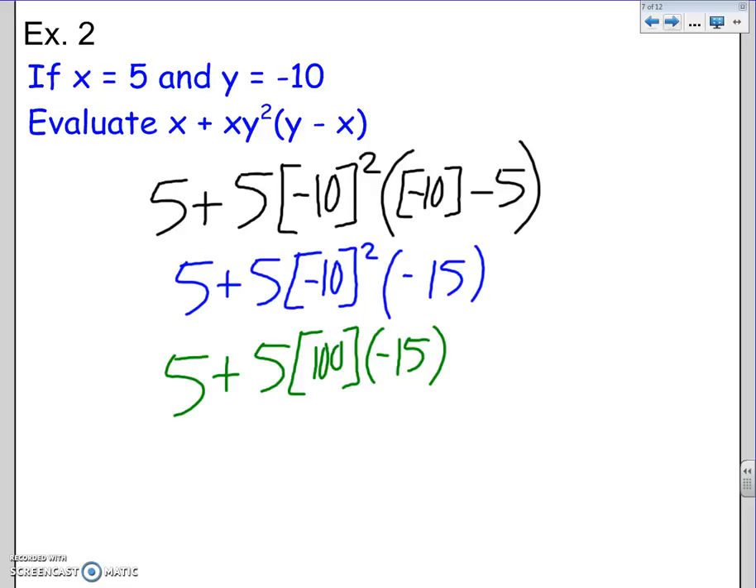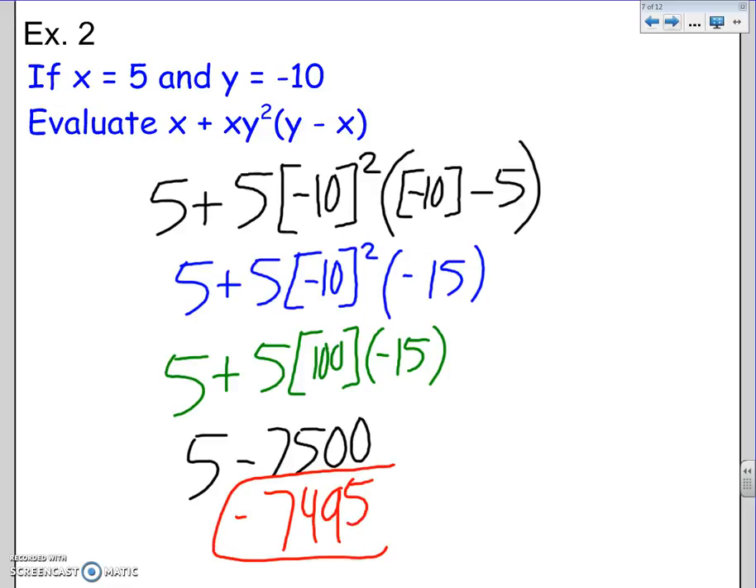All right, after exponents comes multiply or divide left to right. Well, I have to multiply 5 times 100 times negative 15. So I'm going to calculate that real fast. 5 times 100 is 500 times negative 15 gives me this gigantic number, negative 7,500. And last is add or subtract. 5 plus that number gives me my final answer of negative 7,495. Alright, so again, just plugged it in, did PEMDAS, got my final answer.